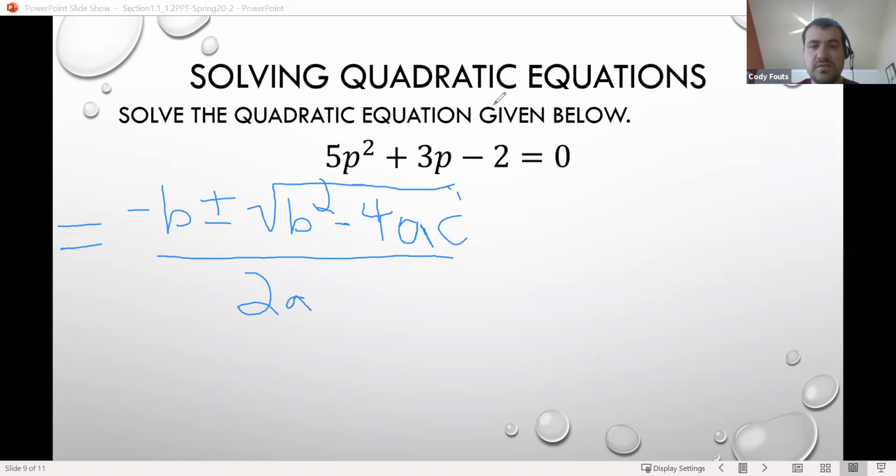And recall that the values a, b, and c, those come from the equation up here. So the 5, the coefficient here, that'll be our a. Apologize, having troubles with the stylus still, trying to figure this out. There we go. There's the a.